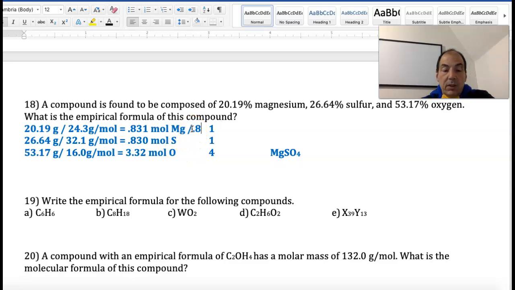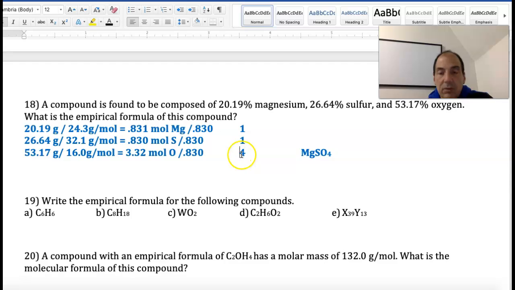I kind of skipped where I said I divided by the smaller number. So I divided each by the smaller number, 0.830. Obviously 0.831 divided by 0.830 is close enough to 1. 0.830 divided by 0.830 is 1. 3.32 divided by 0.830 gives me pretty close to 4. So we have MgSO4. But that may not be what you think it is, and you might not even know what it is. But again, that's the empirical formula.